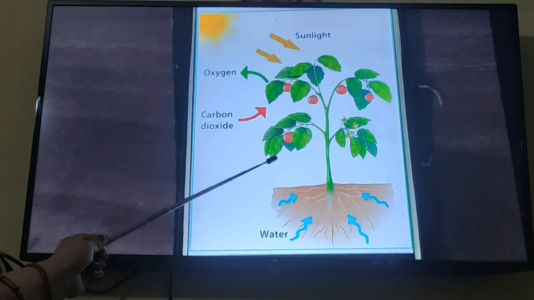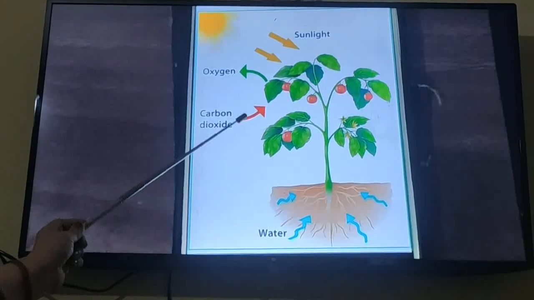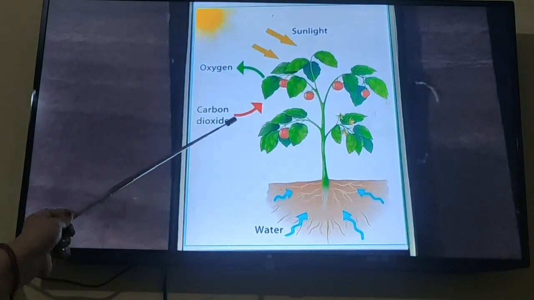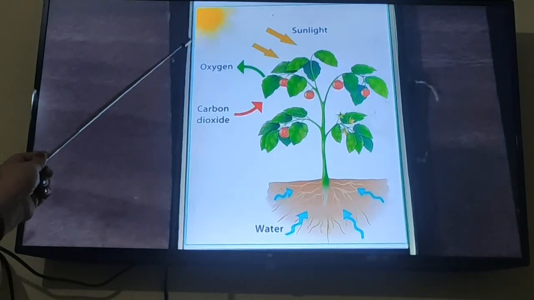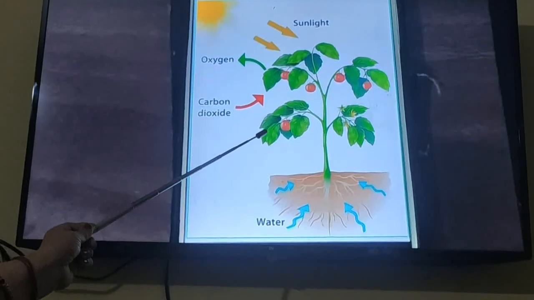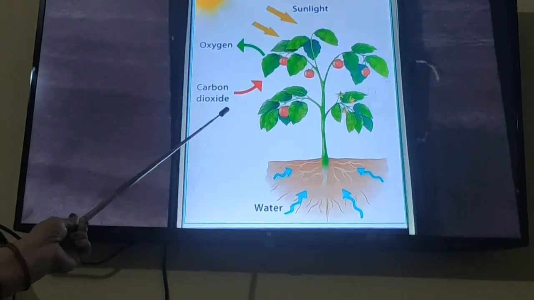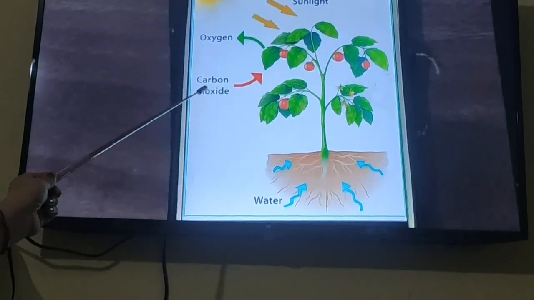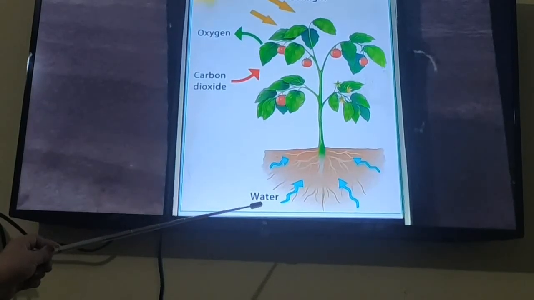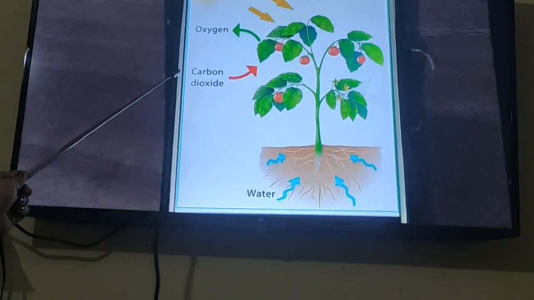How? I told you about the green color. Why do the plant leaves have it? Because of chlorophyll, and the function of chlorophyll is important. What? They trap the energy of the sun. When they trap the energy of the sun, that solar energy is converted into chemical energy, and then the carbon dioxide and water mix with each other to prepare the food and give out oxygen.